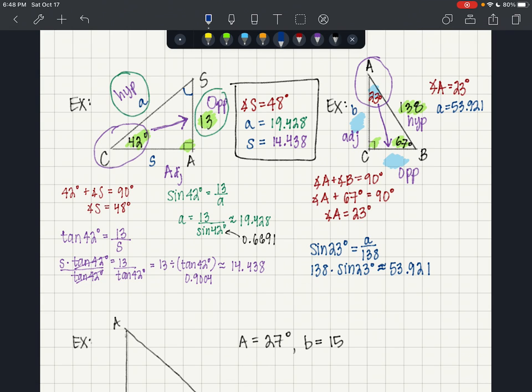And then I need side B. Here's side B. That's the adjacent side. So let me use a different color here. So side B is going to be the adjacent side. So I'm going to use adjacent over hypotenuse because I want to use that known value of 138. So adjacent over hypotenuse is cosine. So the cosine of 23 degrees is going to equal side B over 138, which is 138 times the cosine of 23 degrees. And that is approximately 127.030. So that's how you would round that.